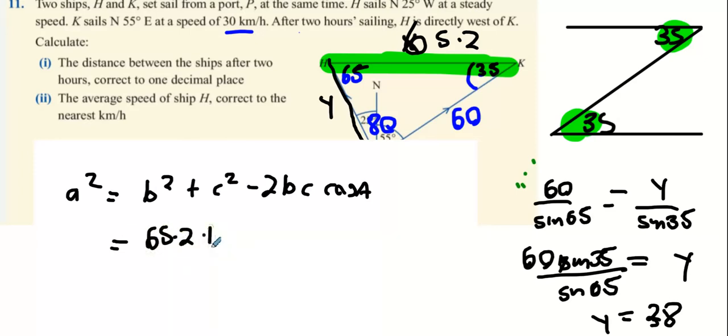65.2 and the 35, yeah? The 60. And will somebody put this into their calculator and square root for the answer, please?